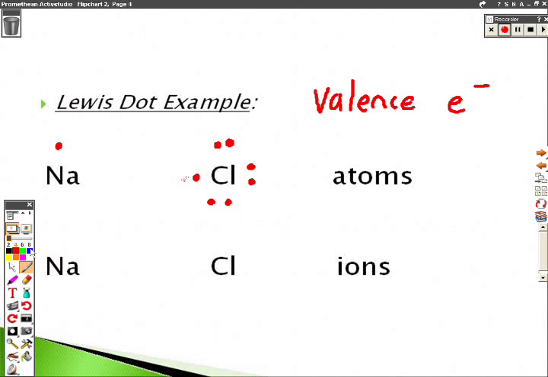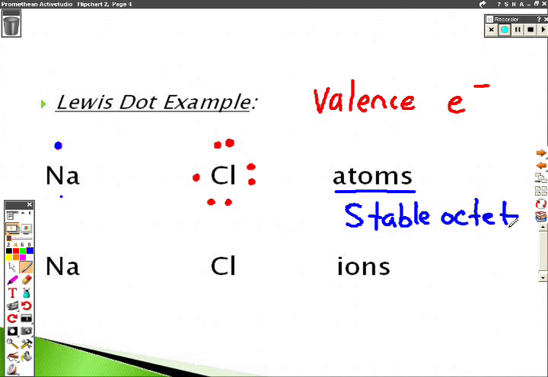And I'm actually going to go ahead and change colors for sodium so that we can follow what happens to it. On the periodic table, the valence electrons are listed as they are as atoms. Sodium would love to lose this electron, and chlorine would love to gain an electron. Chlorine needs to have 8. It needs to have a stable octet. And so does sodium, but you don't really see it. We'll talk about that in a second.